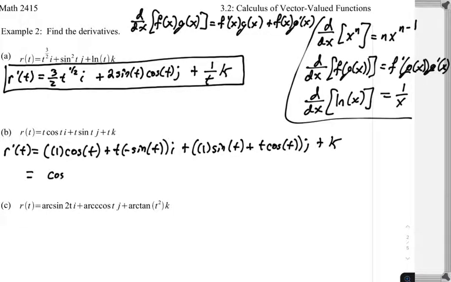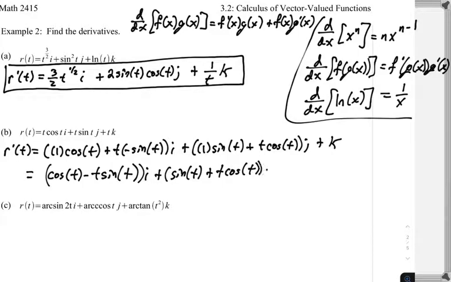All right, so let's clean that up. So this is going to be cosine t minus t sine of t, i, plus sine t plus t cosine t, and that's the j component, and then plus k.